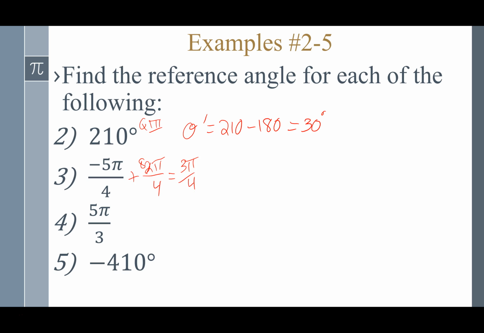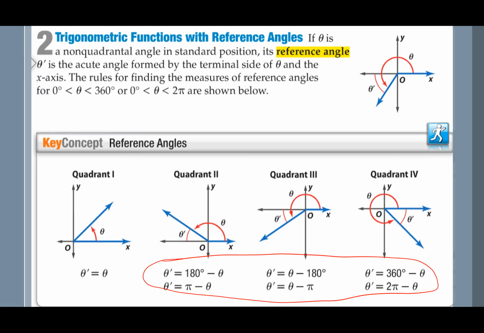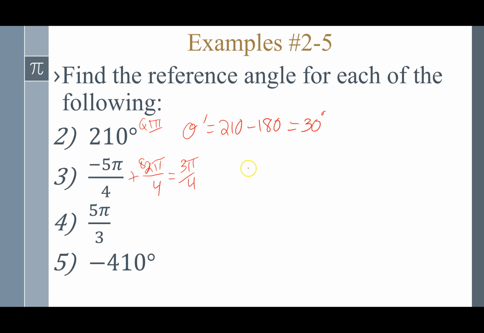3 pi over 4 is in quadrant 2. So therefore, if we go back, it's easy to see that our angles here are 0, pi over 2, pi, and 3 pi over 2 based off our quadrants. So if we're talking about 3 pi over 4, that falls in this range in here. So that means we would do pi minus the given angle, 3 pi over 4. Again, if we're subtracting fractions, they have to have a common denominator. So pi becomes 4 pi over 4. We subtract and get pi over 4.